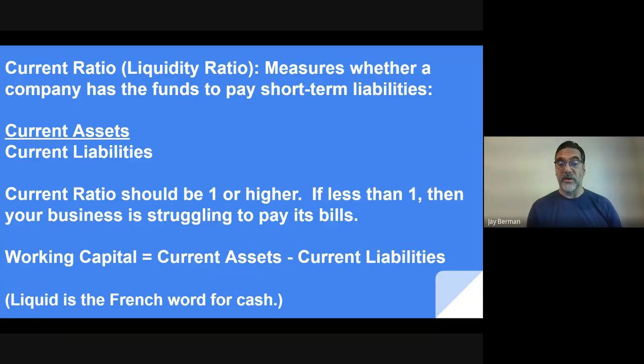Another measure of liquidity is working capital, which equals current assets minus current liabilities. Again, you want your current assets to be higher than your current liabilities, which shows that you do have the capacity to pay your bills. If your current liabilities are higher than your current assets, then again, it shows that you're struggling to pay its bills. And there are 2 things that you can do. You're going to have to increase revenue or lower expenses, or both at the same time.